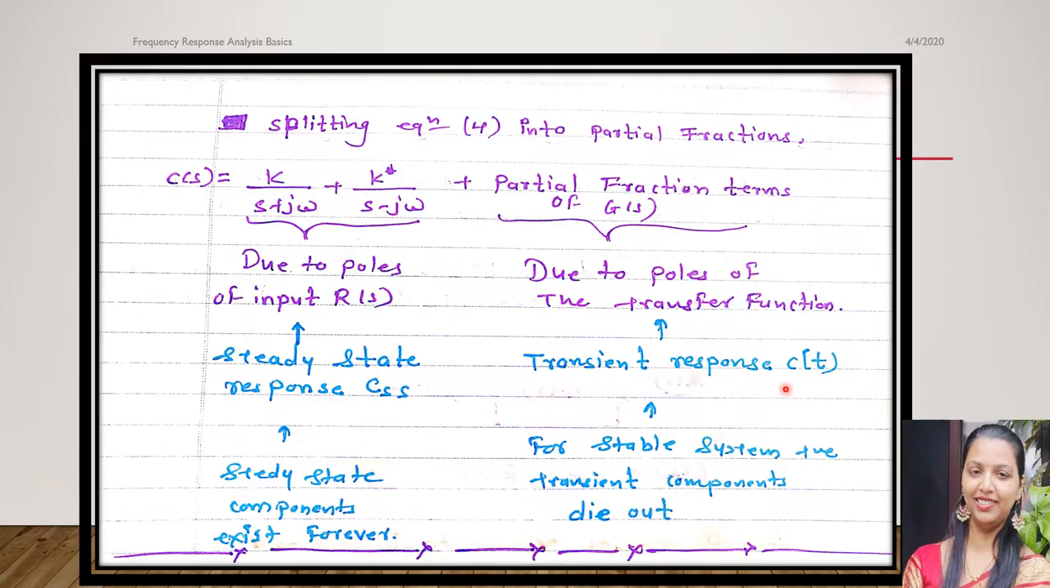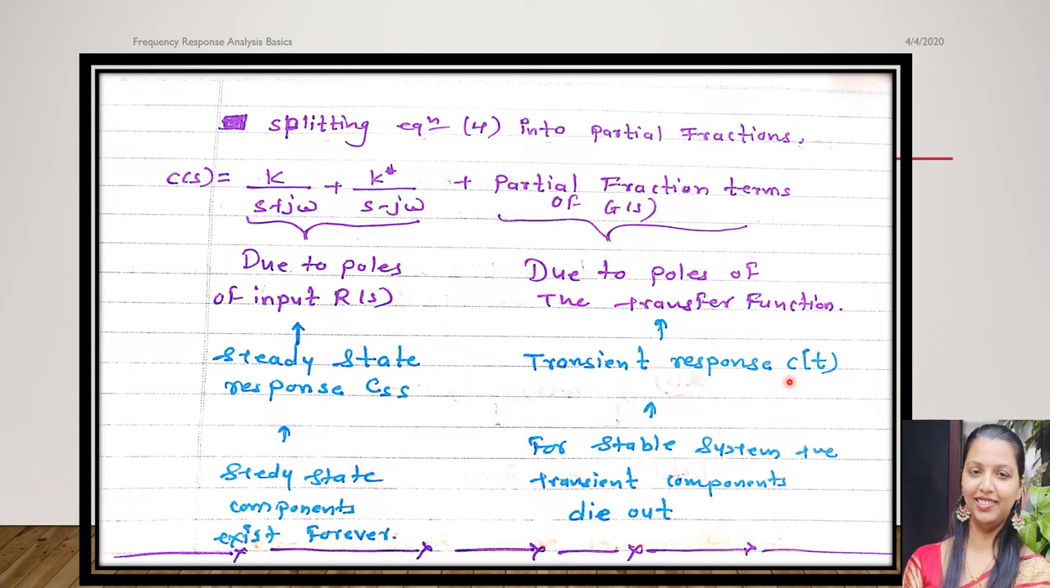Splitting equation number 4 into partial fractions, we can write C(s) equal to K upon s plus j omega plus K star upon s minus j omega, plus partial fraction terms of G(s). The first two terms are due to the poles of input R(s). Partial fraction terms of G(s) are due to the poles of the transfer function.